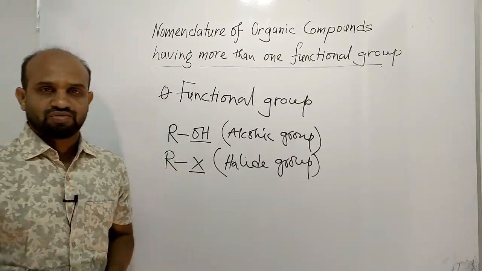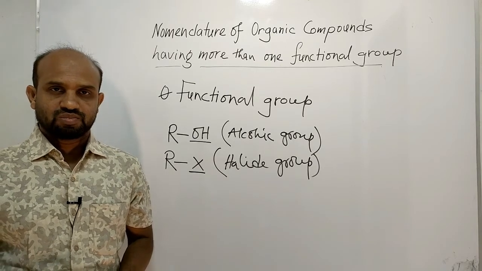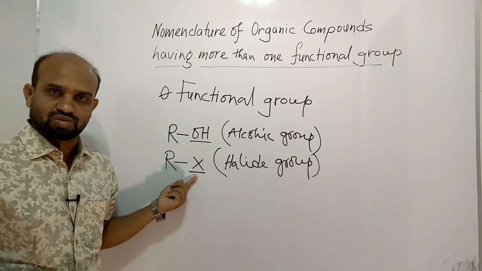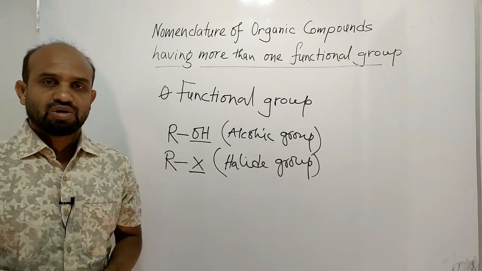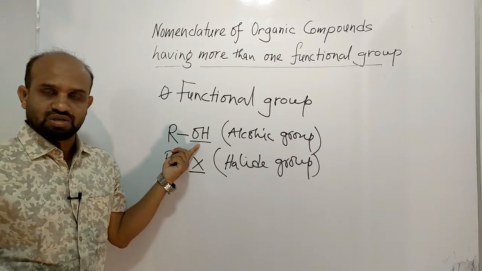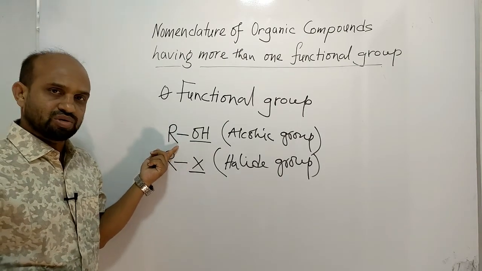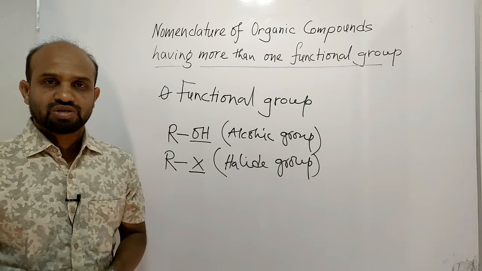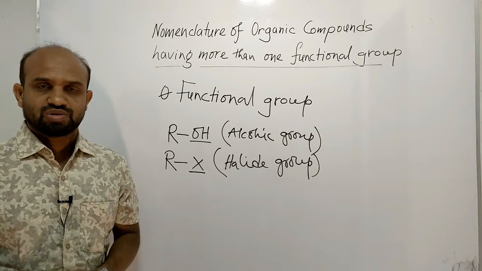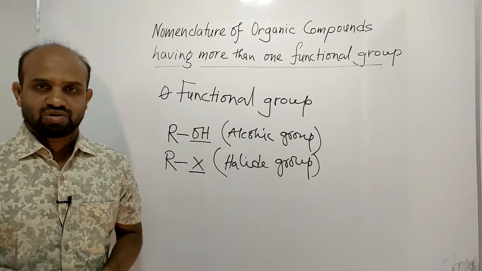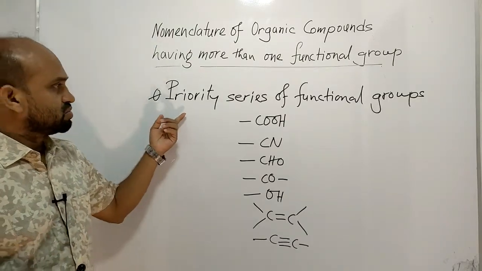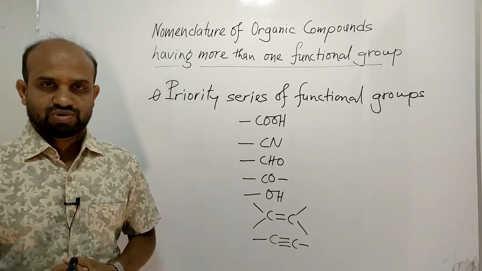Now, let's see the definition of functional group. The group of atoms or a single atom of a molecule of organic compounds that determines the physical properties of the compound and chemical reactions of the compound, that atom or group of atoms is called functional group. Let's move on to the next point. The point is now priority series of functional groups.